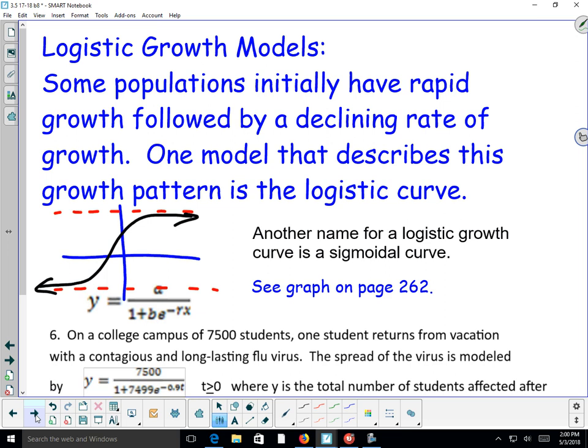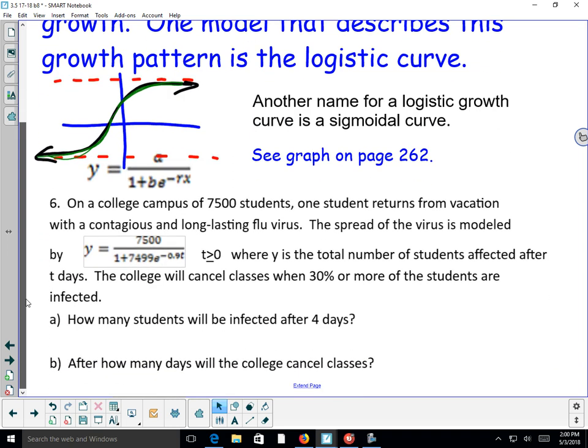So here is where this function will have a rapid growth right here, and then it's going to have a declining rate of growth here. All right. This is the logistic growth curve, and it's also called a sigmoidal curve, in case you were interested in that. Let's take a look at an example of a logistic growth curve, and that would be number 6 from your gift.